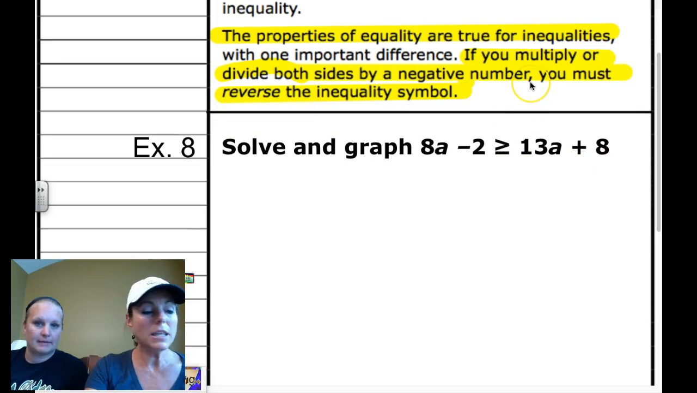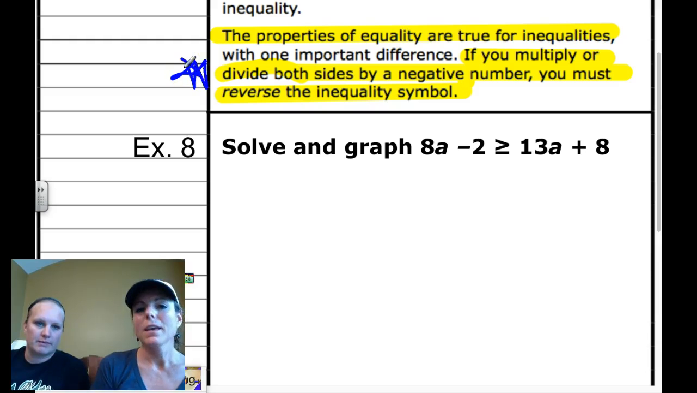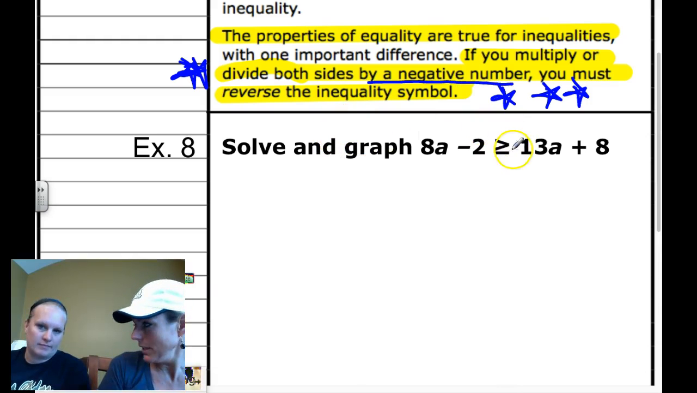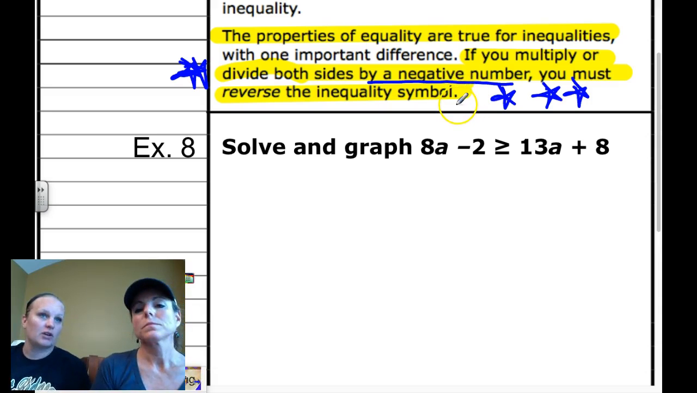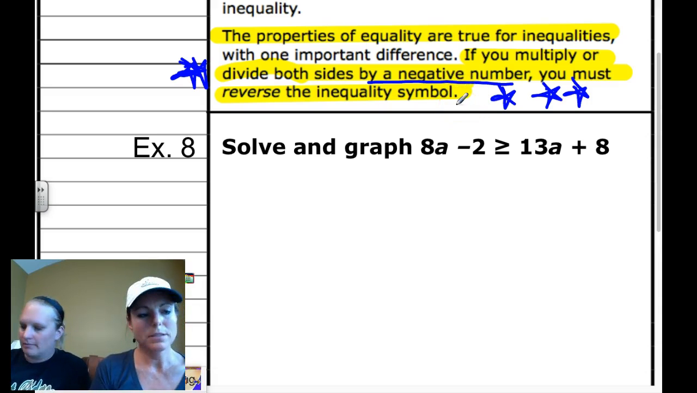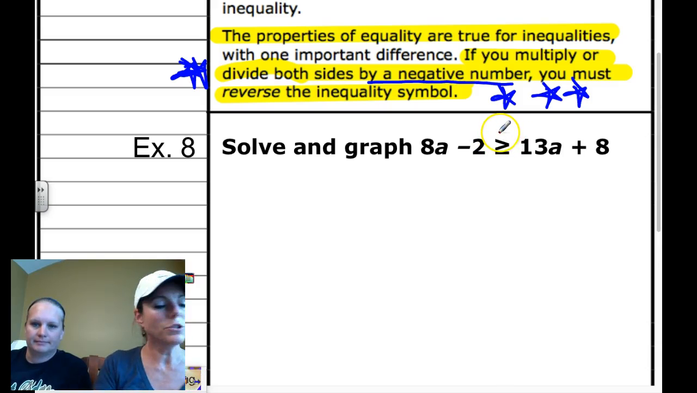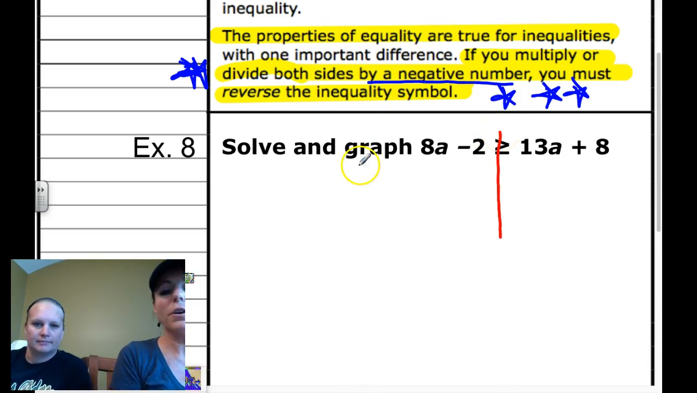But the key thing is there's one important difference. This is super important, so you might want to star it. When you are solving an inequality, if you multiply or divide by a negative number, you must flip the inequality. So if it was less than and you divided by a negative 2, you're going to change it to greater than. Okay. So we are now going to do example number 8.